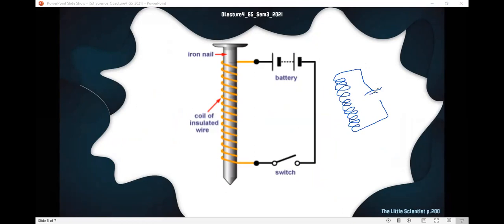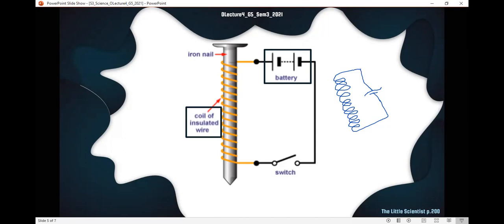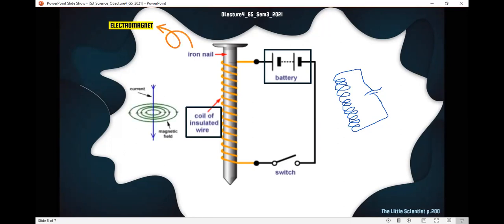This is a battery, sorry for the bad drawing. This is an electromagnet. When you coil the wires and connect them to a battery, an electromagnet will be formed. Miss, now I want to make it. Yes, why not? Try it. When the electric current passes through these coils, these turns, a magnetic field will be formed and you will have an electromagnet.